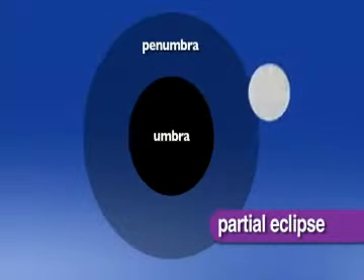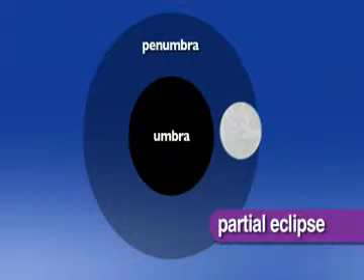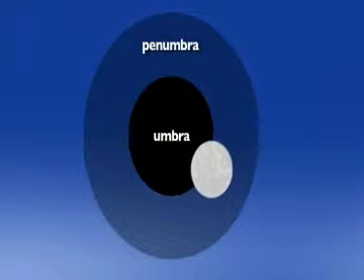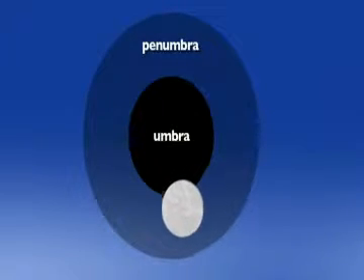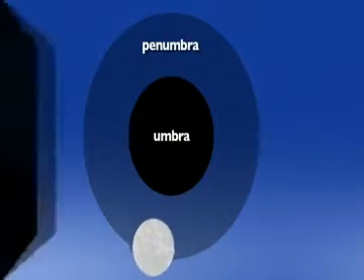During a partial eclipse, only part of the moon passes through the darkest part of the Earth's shadow, or the umbra. A partial eclipse looks like somebody took a bite out of the moon.